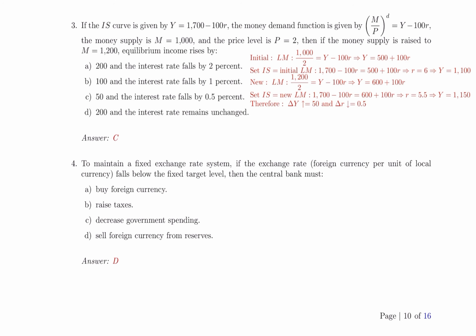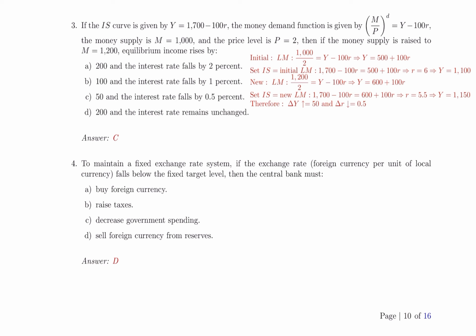Question number 3. Step 1. Initial LM. After plugging in the value of M equals 1000 and solving for Y, we get Y equals 500 plus 100R. Step 2. Set IS equals initial LM. Solving for R, we get R equals 6. Then using this value of R, we find Y equals 1100.